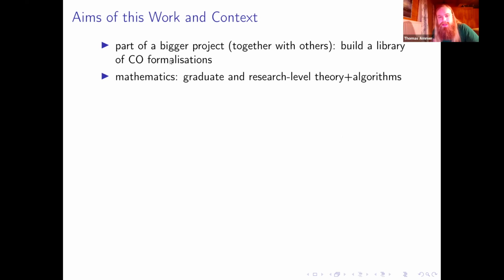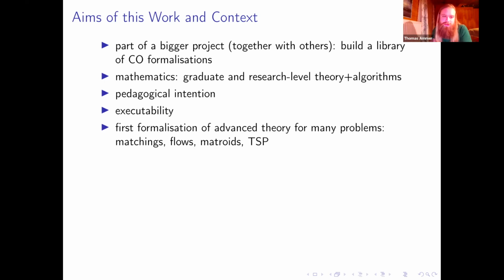So we want to formalize graduate and research level theory and algorithms, but there's also some pedagogical intention behind that. And for certain problems, we also want to find executable code, so also to generate code from the formalization. Okay, and for many problems, we give the first formalization of the more advanced bits of the theory, for example, matchings, flows, matroids, or traveling salesperson.